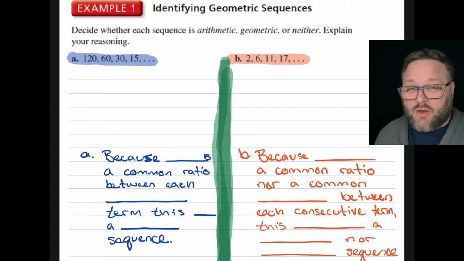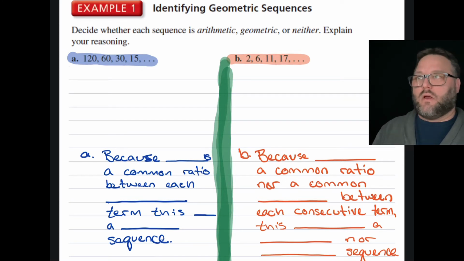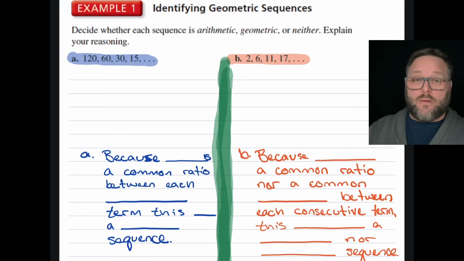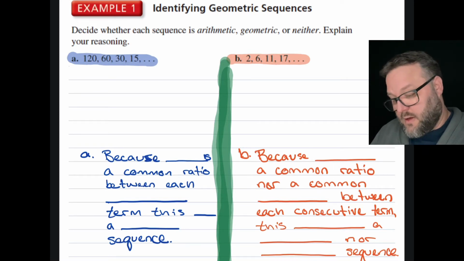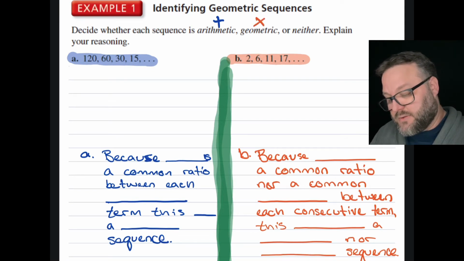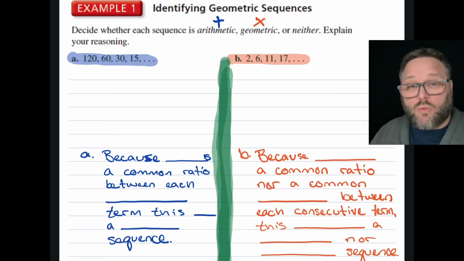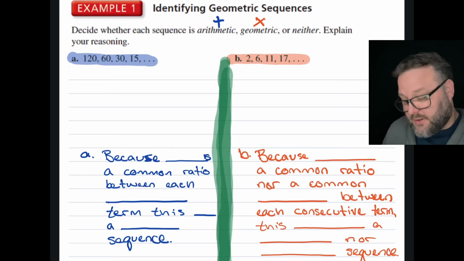So really the question is, are we adding to get to the next entry in the sequence, or are we multiplying to get to the next entry in the sequence? Arithmetic has always been adding, and now geometric means we're multiplying to get from one term or one entry to another. Are we adding or are we multiplying? If we're not doing either, then it's not arithmetic and it's not geometric. So let's take a look at this.